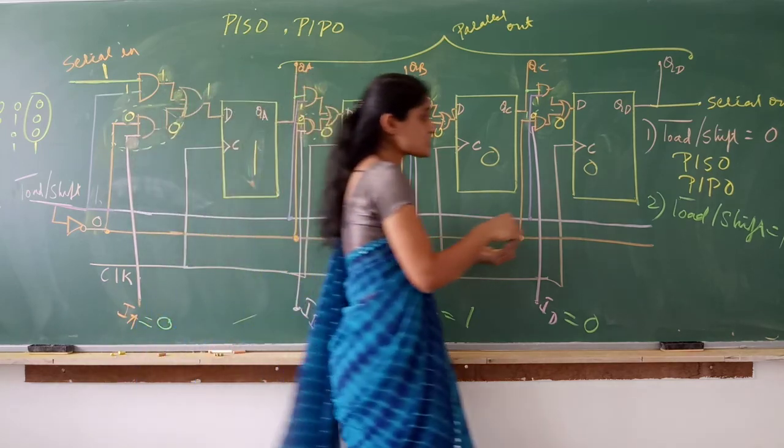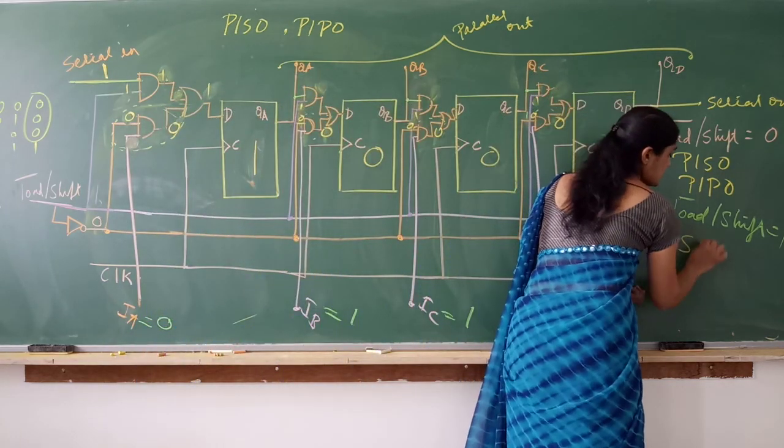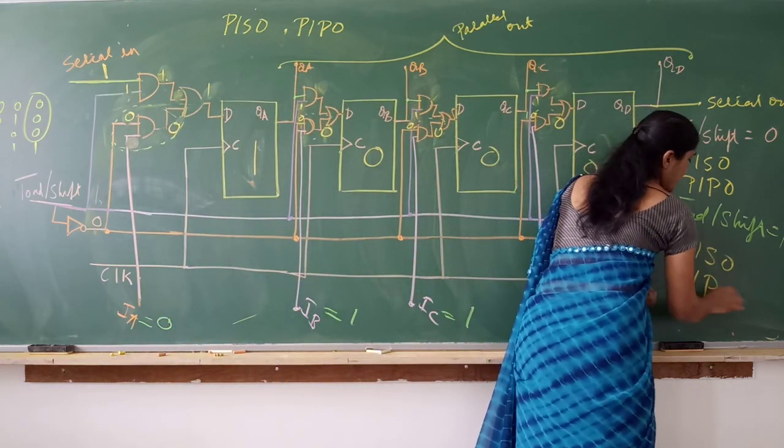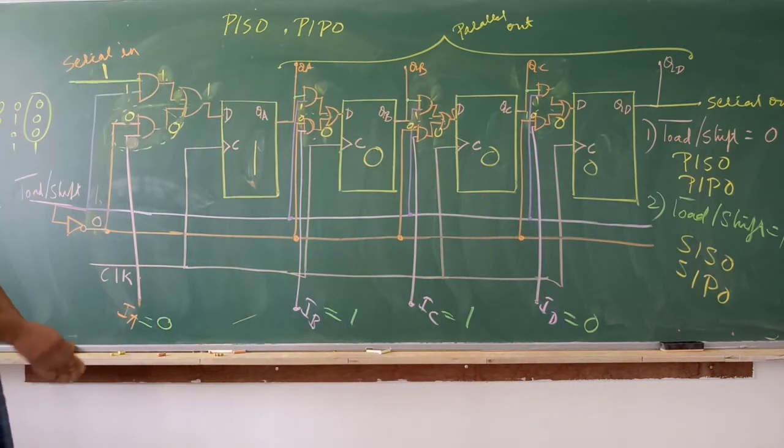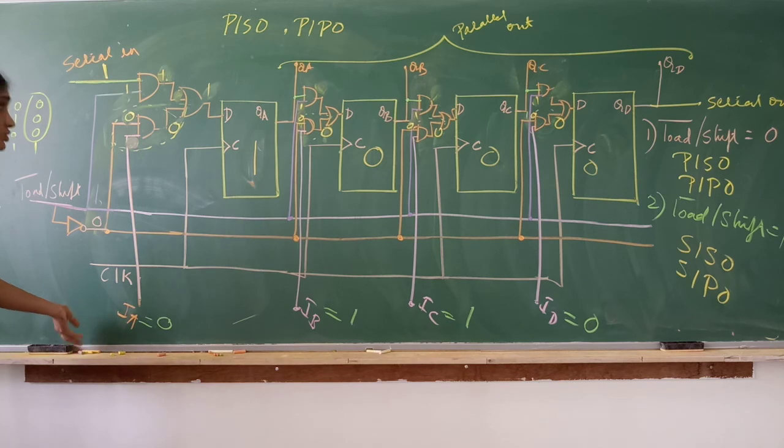So if load bar shift line is equal to 1, it will work as serial in, serial out or serial in, parallel out. So if you want to take parallelly output, it is parallel out, otherwise it is serial in, serial out. So this circuit is going to work. This can be called as universal shift register, but universal shift register, one more we have. I'll explain how that is different from this. But this circuit is going to work as serial in, serial out, serial in, parallel out, parallel in, serial out, parallel in, parallel out. Okay. Thank you.